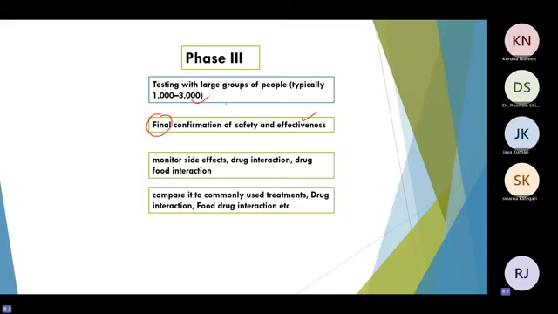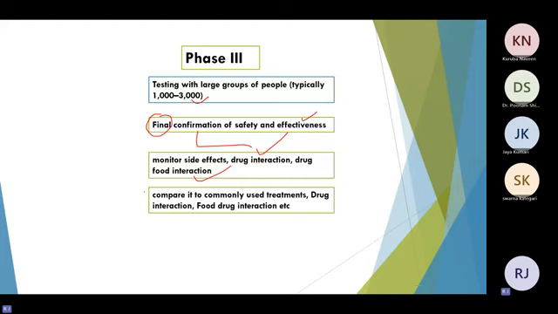And why is it done? Minute side effects can also be determined here. We have to determine the drug-drug interaction, because in the real world, if a person is taking a BP drug, the person might also be taking a diabetic drug, as he might have asthma as well. So we have to determine the drug-drug interaction as well. We have to determine the drug-food interaction. A person might take the drug with juices, might take the drug with milk. So we have to determine the drug-food interaction also.